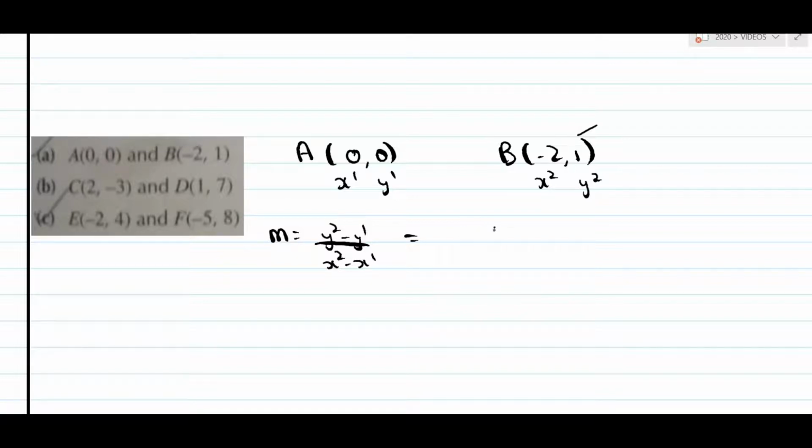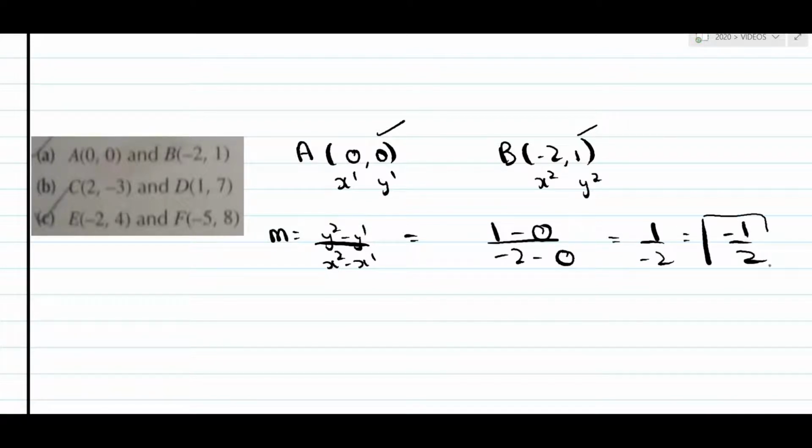y2 is 1, therefore 1 minus, and y1 is 0, 1 minus 0 upon x2 is minus 2 minus x1 is 0. So you get 1 upon minus 2, which can be written as minus 1 upon 2, and this is your gradient.